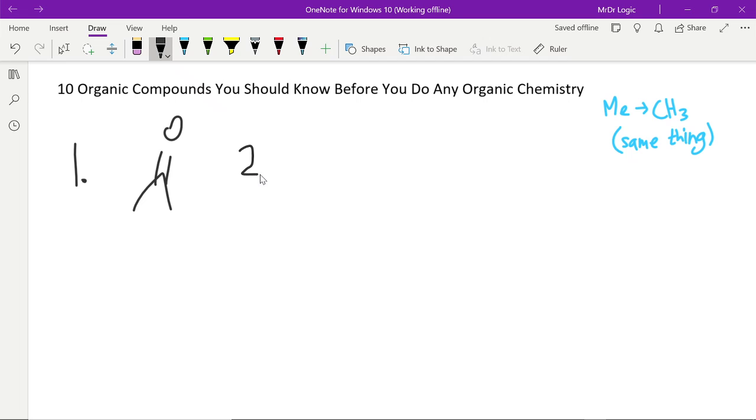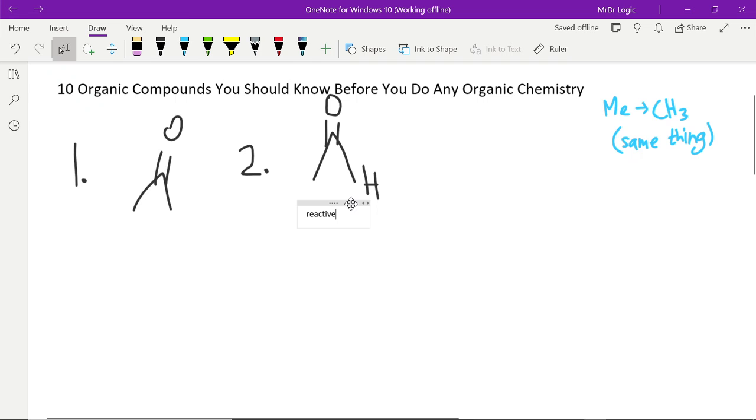So number two, also this one's the easiest. Number two is the same one, except with the H in the end. Now this one's more reactive than this one. And so I'm just going to add a little comment here saying that it's more reactive, because of that hydrogen making it so juicy.